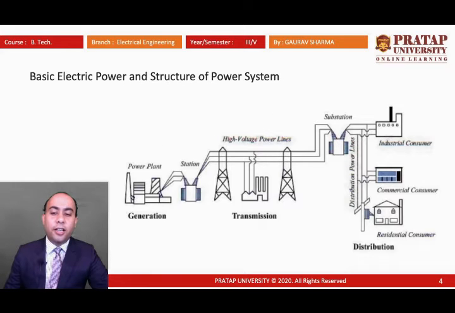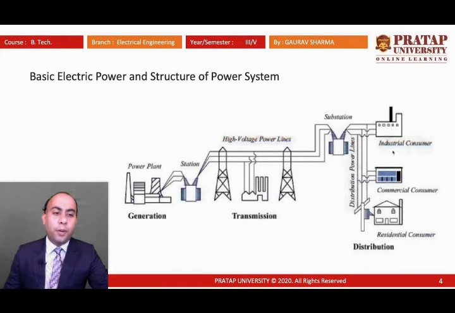In the generation part, we are generating the electricity by means of sources, like the hydropower plant or a coal power plant or a nuclear power plant, whatever. After that, from the substations we are stepping our voltage up to 400 kV and transmitting it. While we are transmitting this voltage, this part is called the transmission. After the transmission part, we are again using a substation and stepping down our voltage, and this part is called the distribution part.